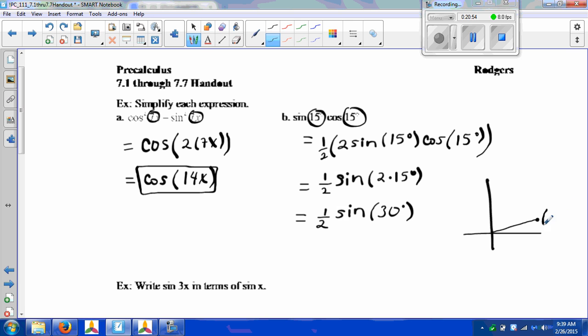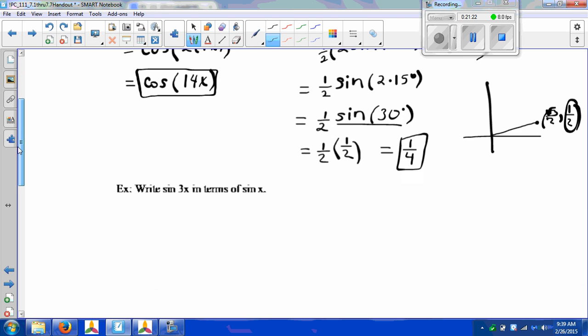And so that's root 3 over 2, 1/2. So that's a half. And then the sine of 30 is what I just found over here. That's a half. So I get 1/4. And that's the answer. And obviously that's simplified as much as we can.